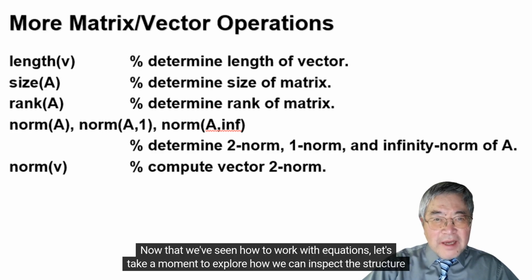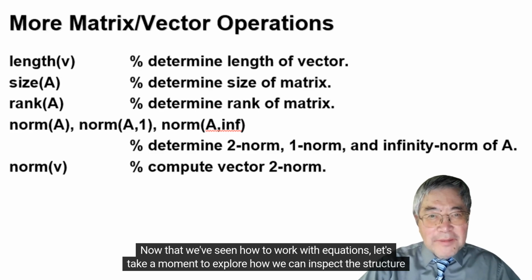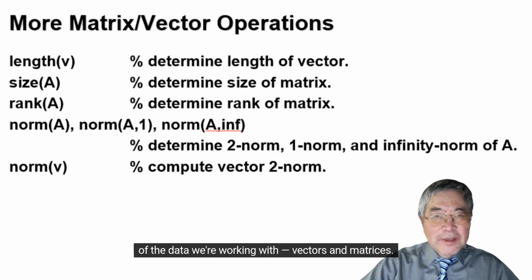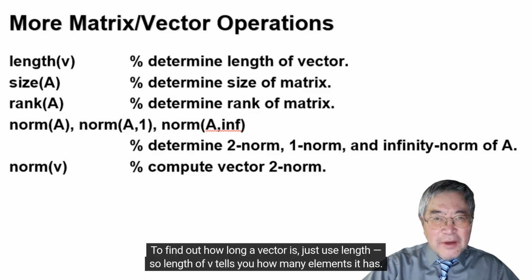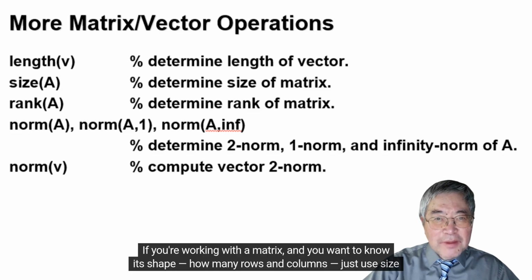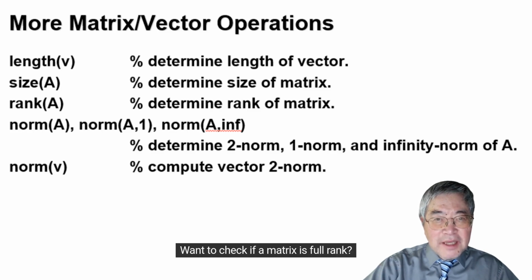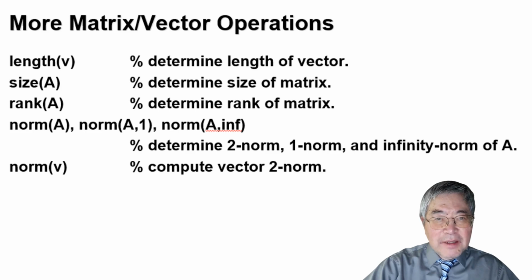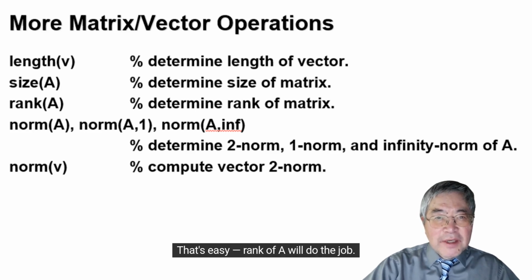Now that we've seen how to work with equations, let's take a moment to explore how we can inspect the structure of the data we're working with, vectors and matrices. To find out how long a vector is, just use length. So length of v tells you how many elements it has. If you're working with a matrix and you want to know its shape, how many rows and columns, just use size of A. Want to check if a matrix is full rank? That's easy. rank of A will do the job.